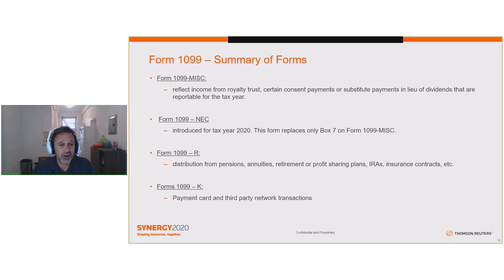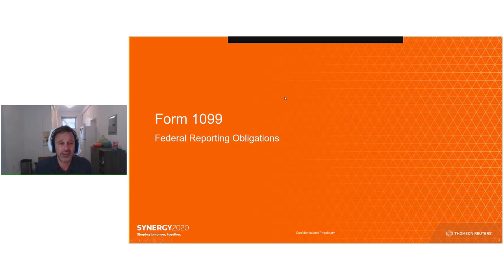We also have a 1099-R. These are fairly common. We see them quite a bit. These are for distributions from pensions, annuities, retirement, IRAs, or anything that's going to a pensioner. And the last form is a 1099-K. This is a relatively new form in the last few years, and this represents our 1099 reporting for payment card and third-party network transactions.